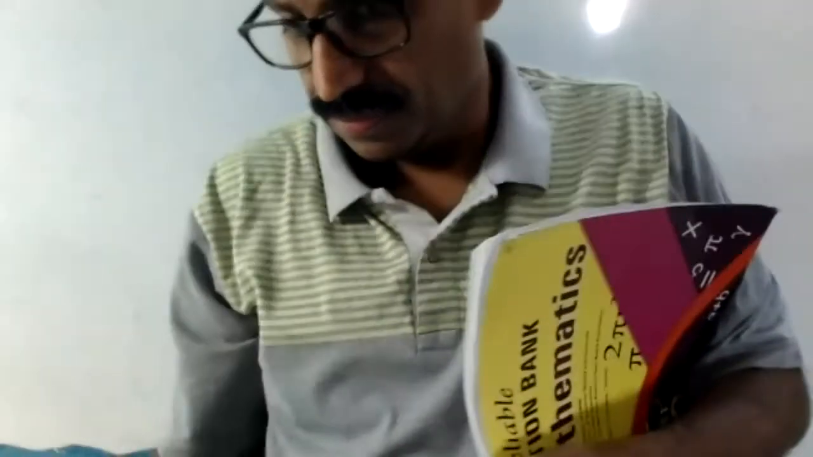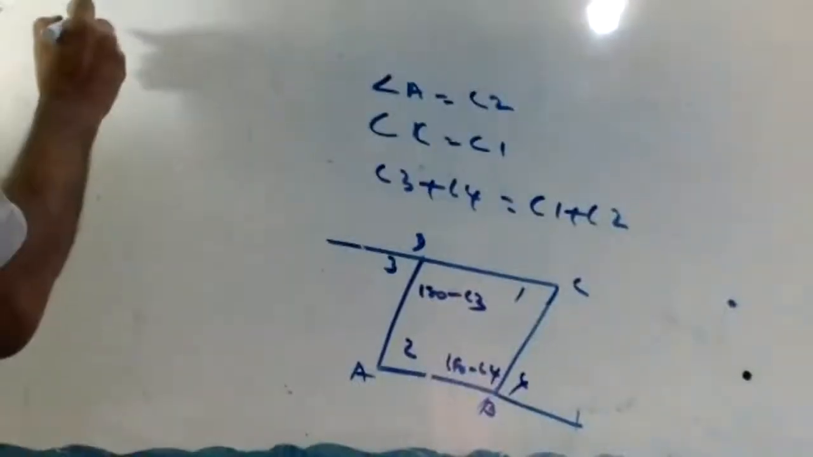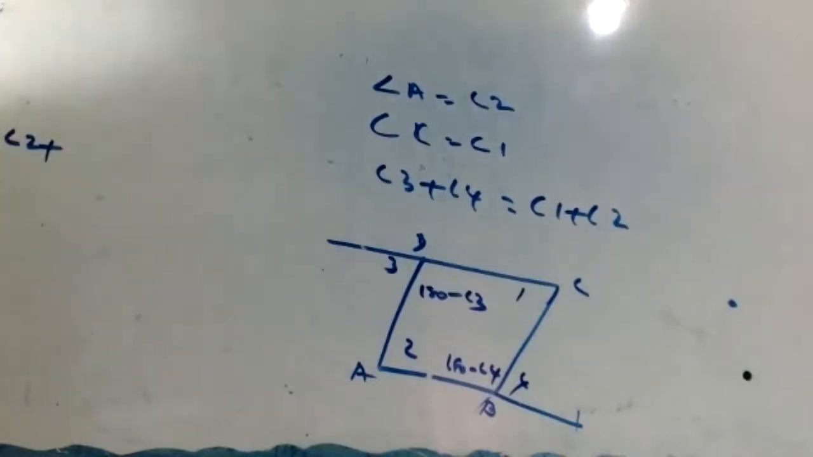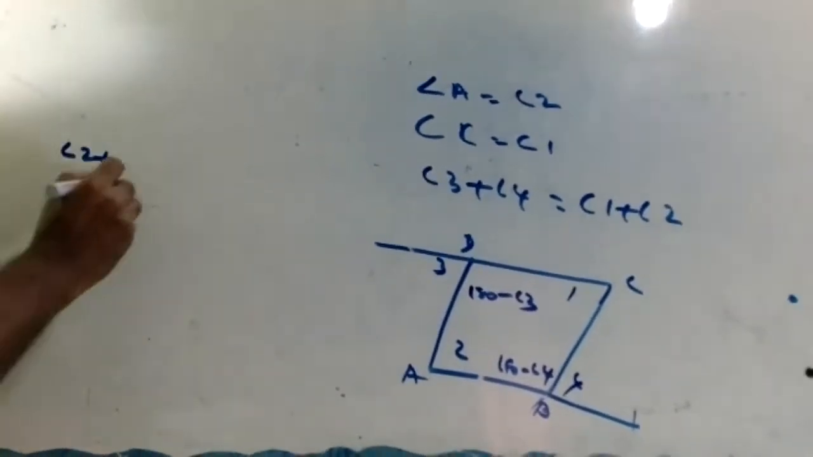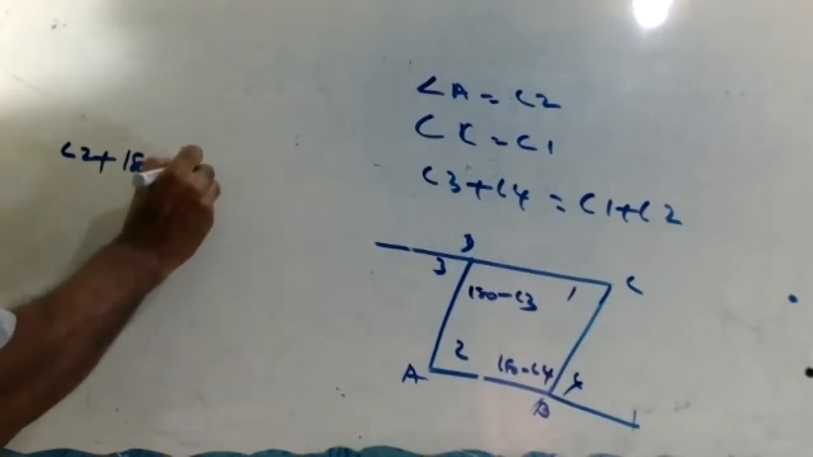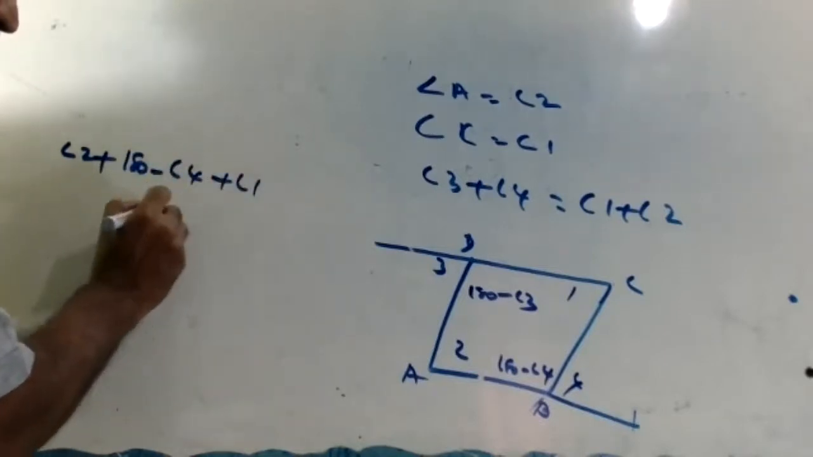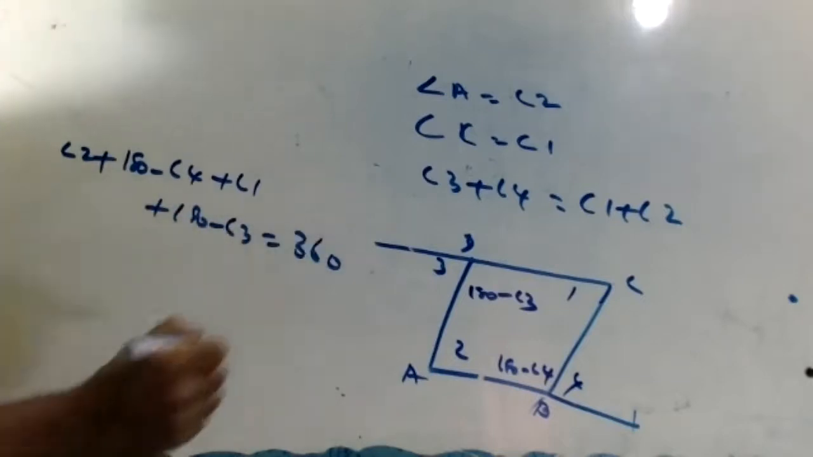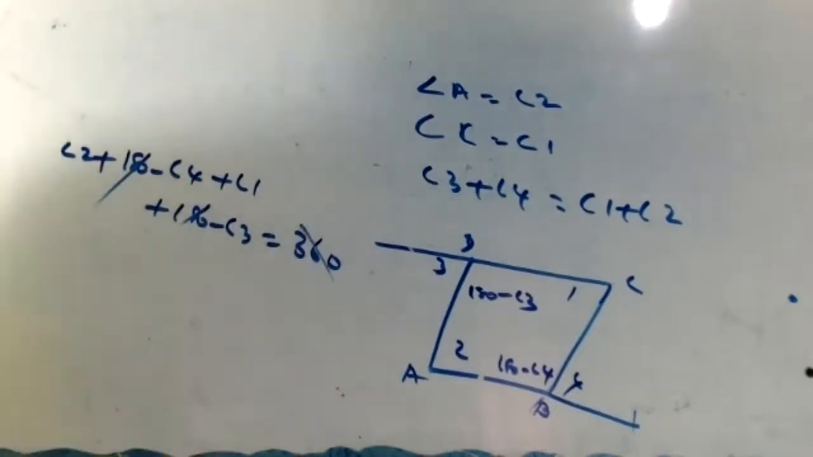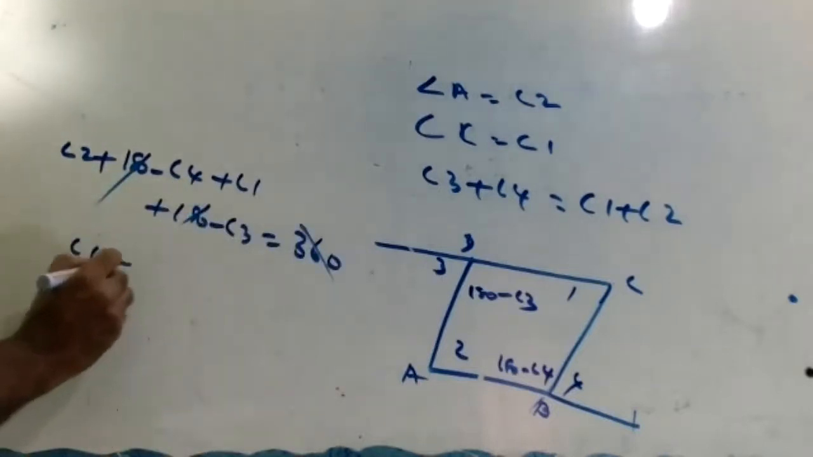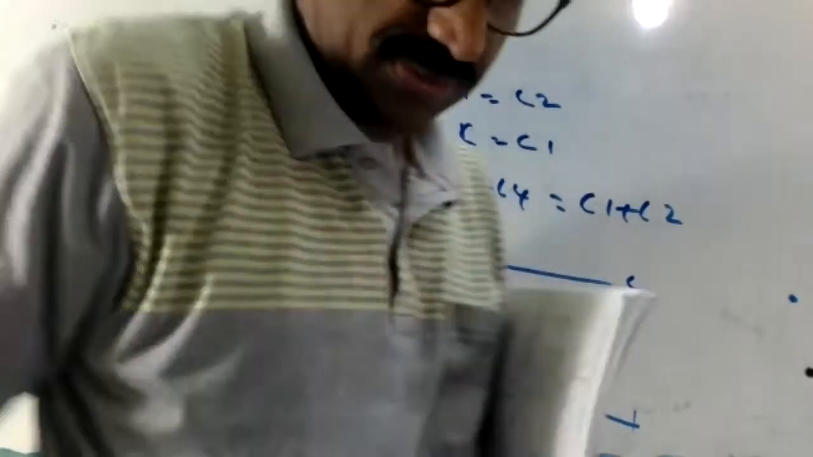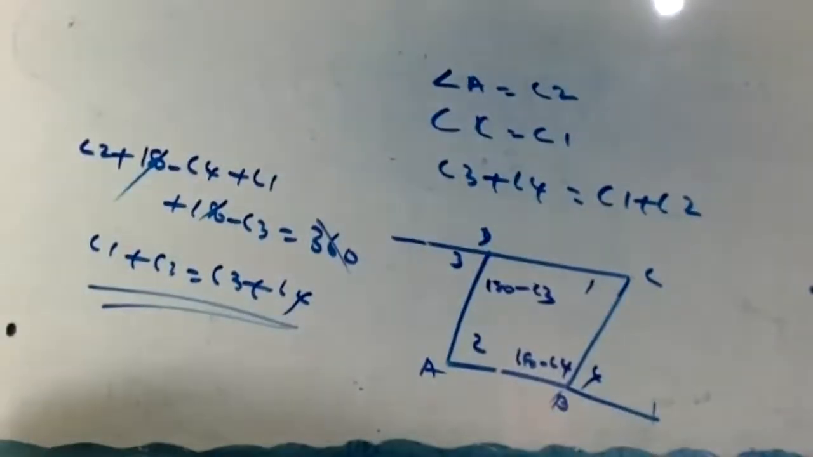So then, look, angle 2 plus 180 minus angle 4 plus angle 1 plus 180 minus angle 3 equal to 360, right? Cancel all because 360, 360. Angle 1 plus angle 2 equal to angle 3 plus angle 4. Very simple. Look, 4-mark question. Okay. This is the shortest method.